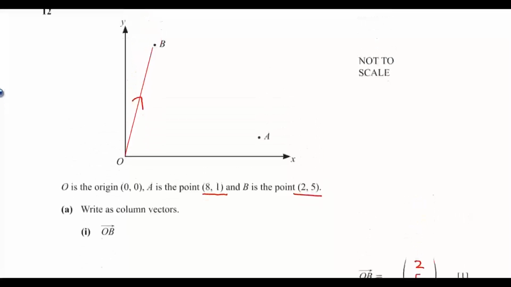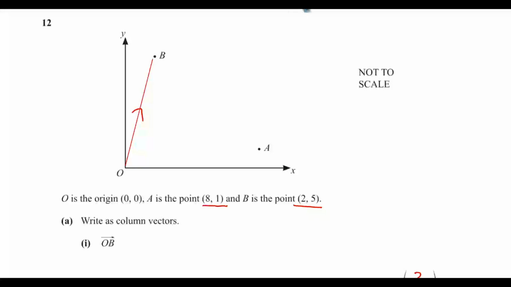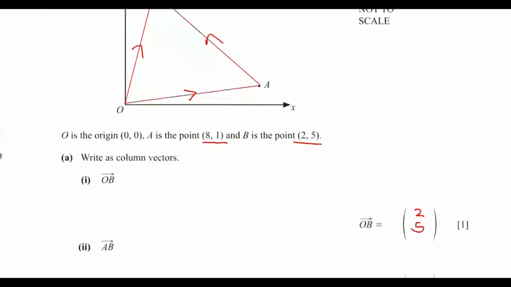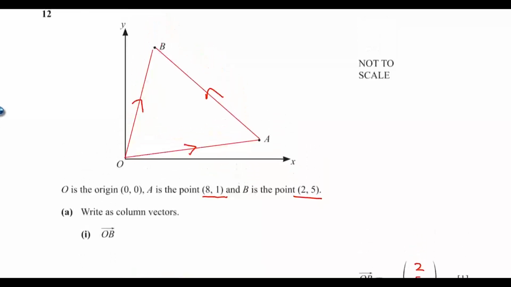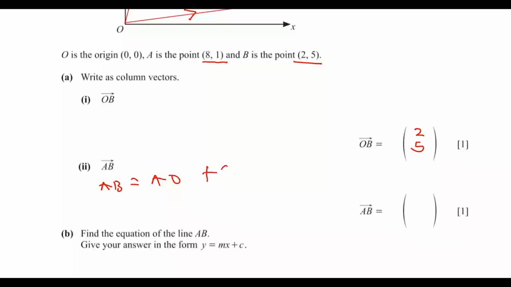Then AB. So to get AB, let's draw a line here. So draw from O to A like this in this direction, then from A to B in this direction. It will be easier here. So we have OA like this and we have AB like this. So to get AB, that means you have to move from A to O. So this AB will be equal to AO, you move from A to O and from O to B, plus OB.